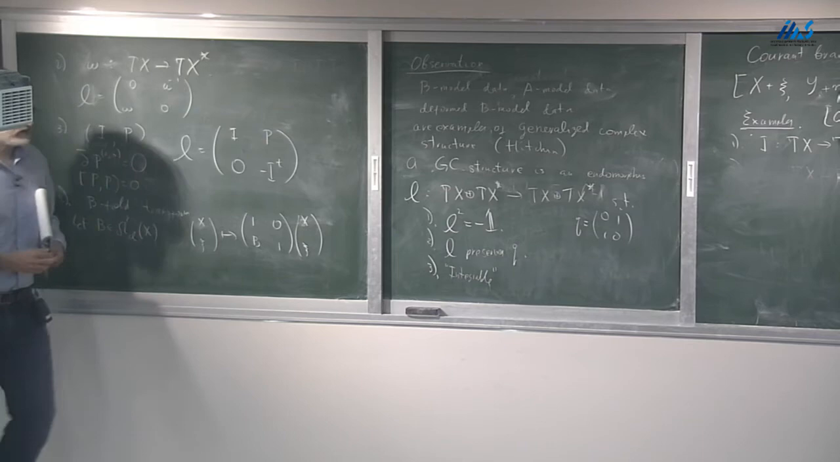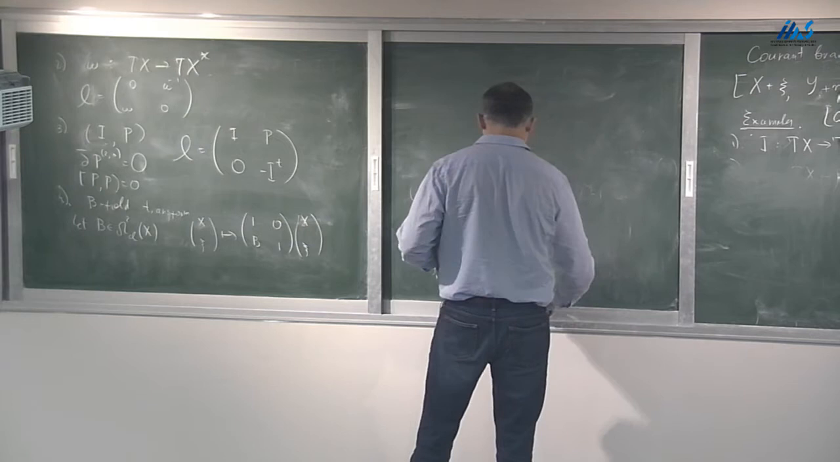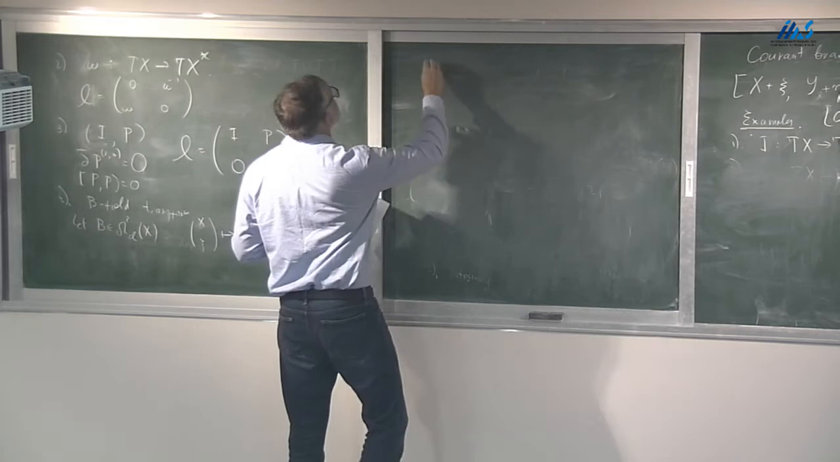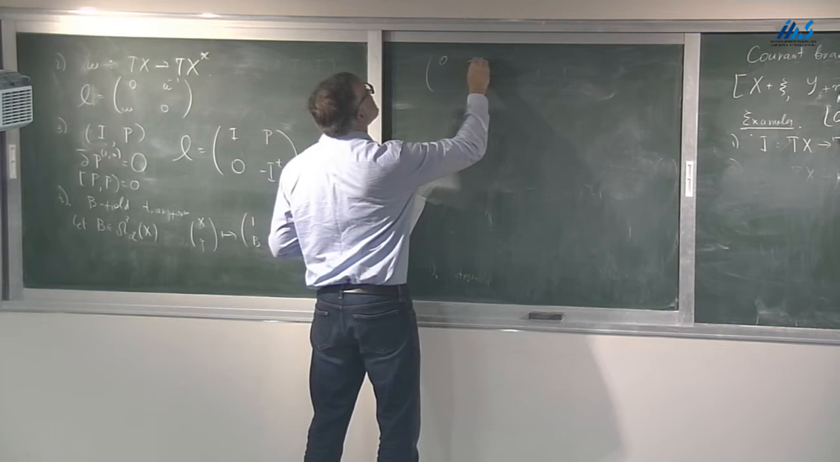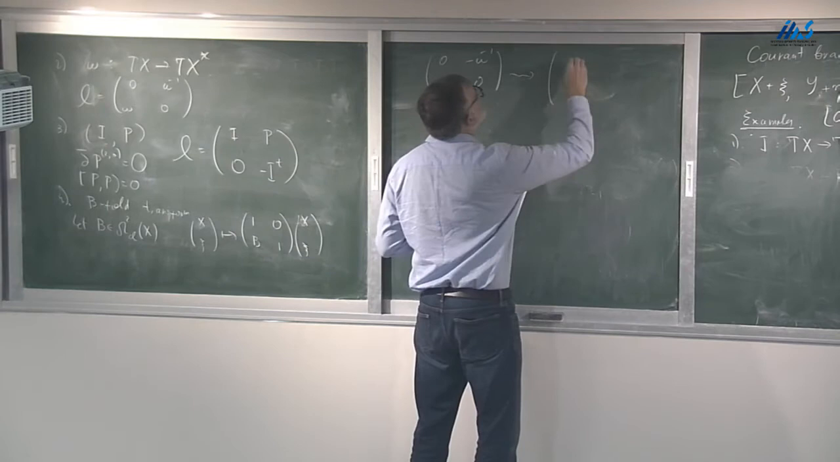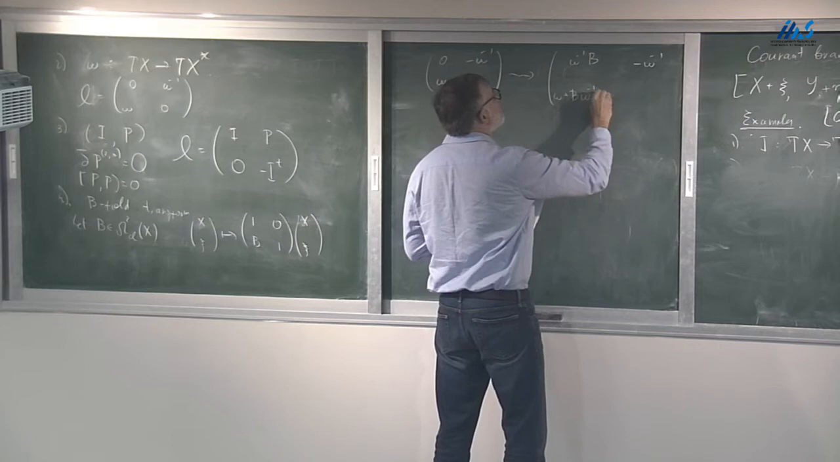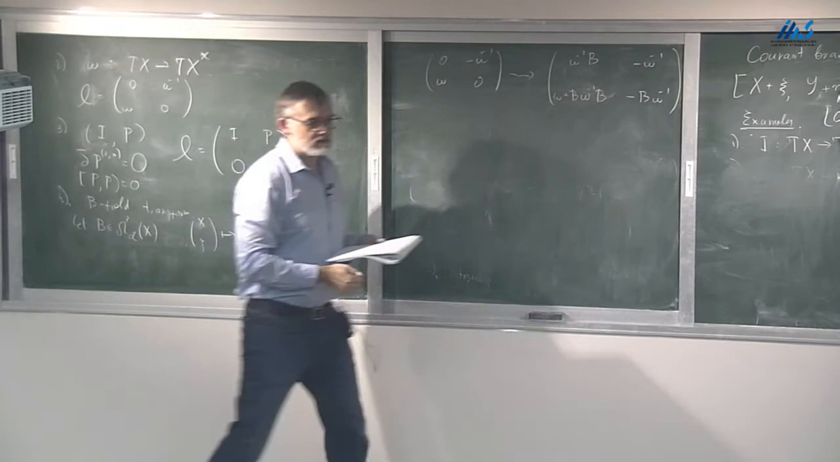So for example, take this guy and then apply a B-field, with some two-form. You get some horrible-looking guy, which is neither upper nor lower triangular. Okay, so that's enough examples for us.